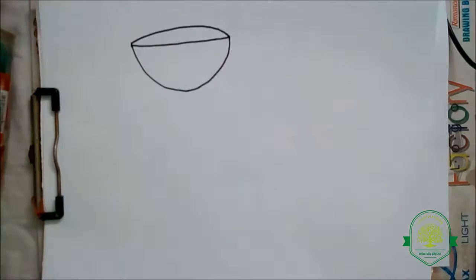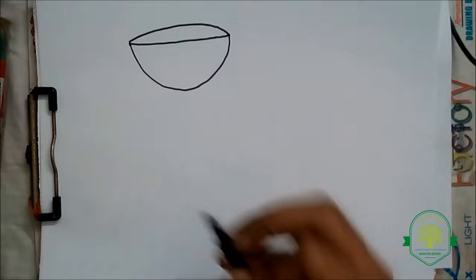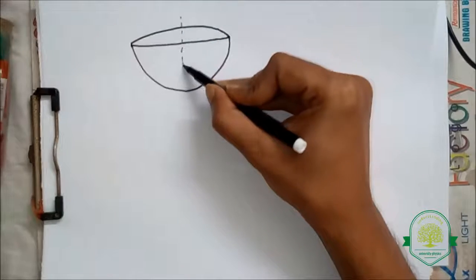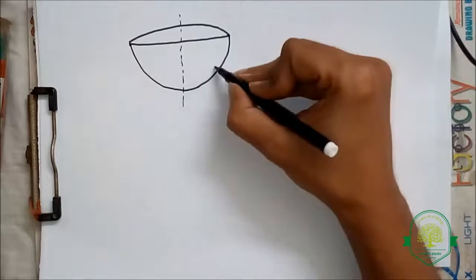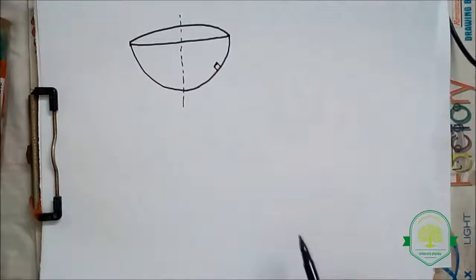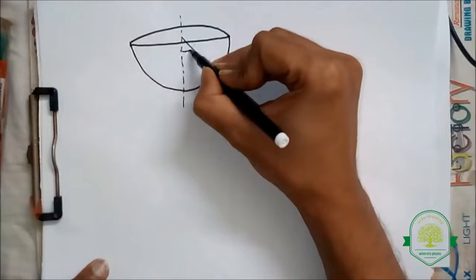Say this is our hemispherical bowl, and say this is the axis of the bowl, and a block is placed somewhere here. The mass of the block is m, with this angle being theta.